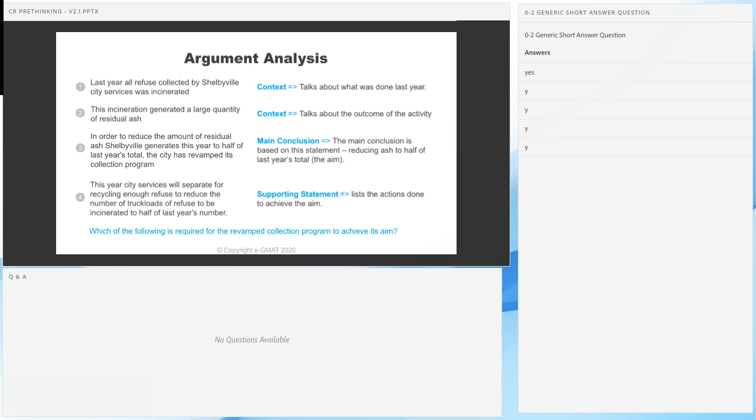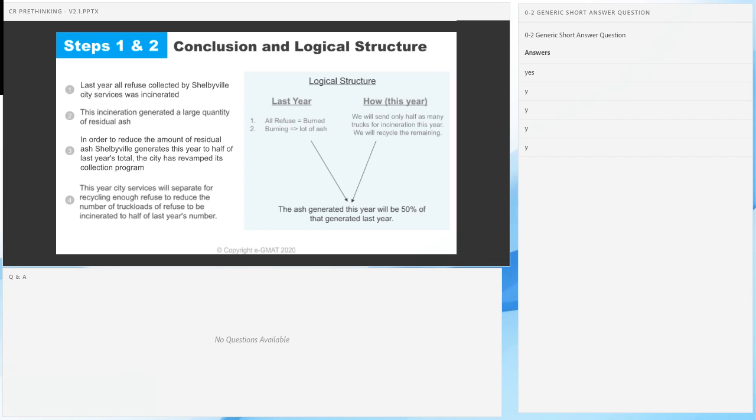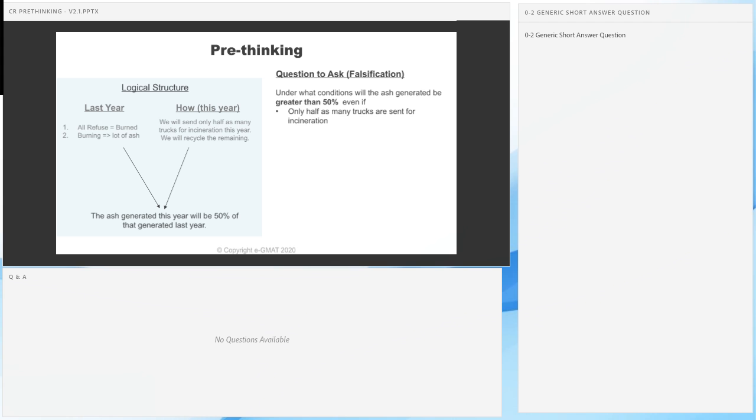All right. So if we're going to send half as many truckloads for incineration, we'll recycle the remaining, then what's the only scenario in which I'm going to get more ash? What's my falsification scenario? The only scenario is if we pack those truckloads so tightly that every truckload generates a lot more ash.